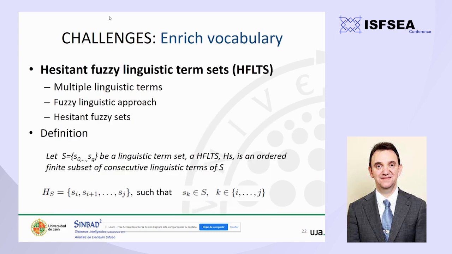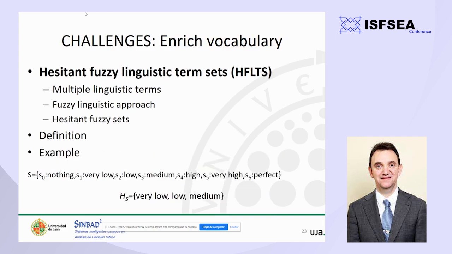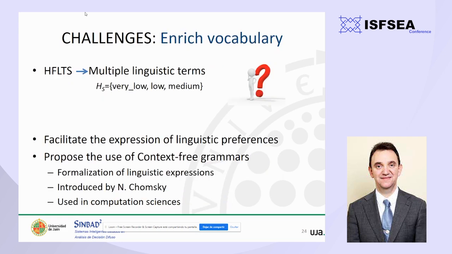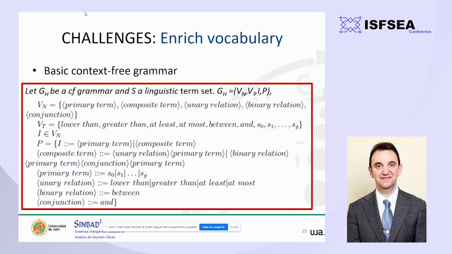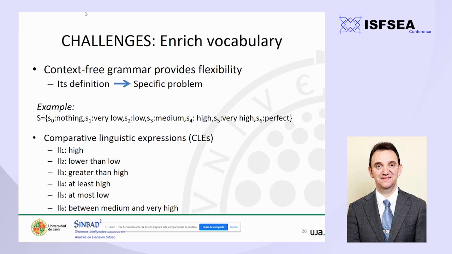To deal with this, we propose the hesitant fuzzy linguistic term sets, in which the preferences can be provided by several linguistic terms, like very low, low, and medium. But this is not the way that human beings usually elicit their information. So we provide a way to elicit this information by means of linguistic expressions using context-free grammars. We propose a simple context-free grammar able to deal with this kind of linguistic expressions: lower than, greater than, at least, at most, and between. These kinds of expressions are common in decision making and are closer to human beings.